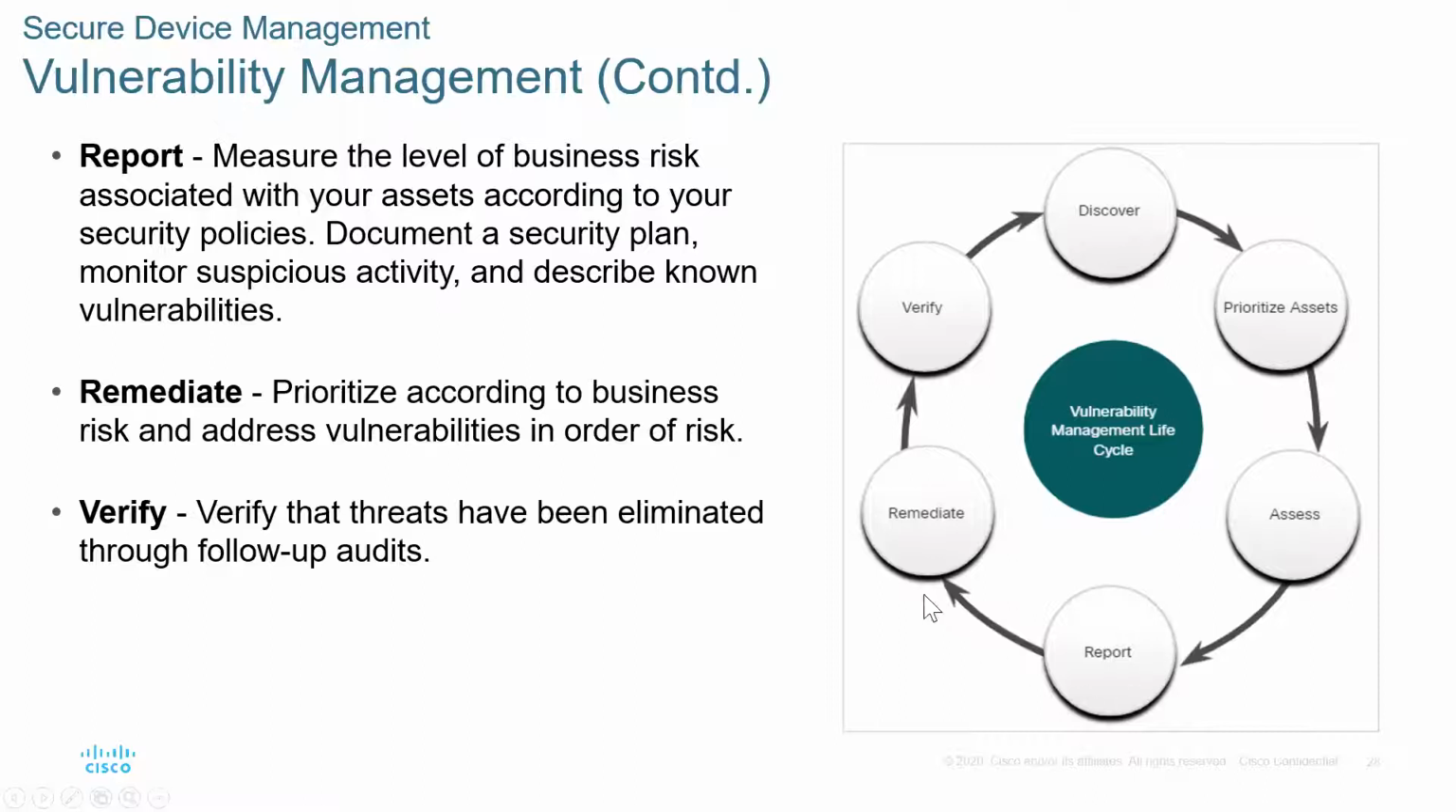In the event that you do have an attack, you have remediation. This is going to prioritize according to business risk and address vulnerabilities in order of the risk. So if you have minimal vulnerabilities, you want to make sure you take care of the high priority ones first. Last, you'll verify the threats have been eliminated through follow-up audits. This means you're going to go through that discover step again after you've done remediation to make sure that those have actually been taken care of.